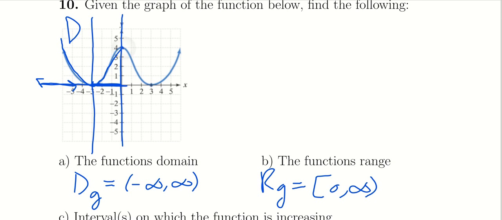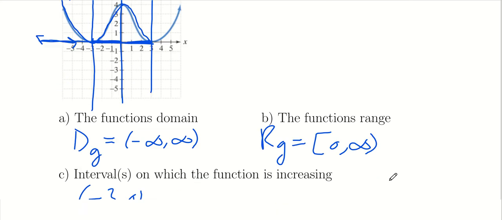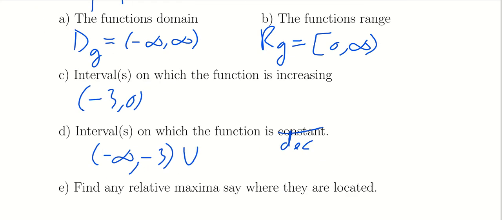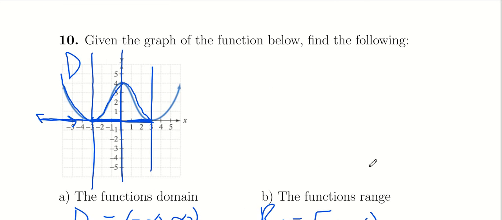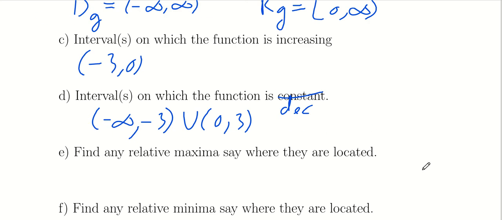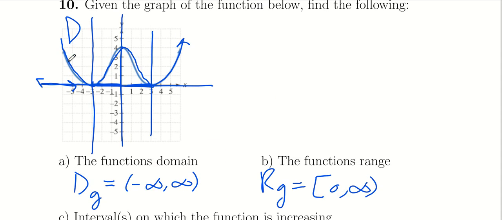Between 0 and 3, it continues to decrease until we hit x equals 3. So in this interval, it's decreasing between 0 and 3. And then from 3 and onward, the graph will continue to increase. So it increases from 3 to infinity. Notice the original part D had asked about constant. This graph is constant nowhere. There are no places where this graph is horizontally oriented.